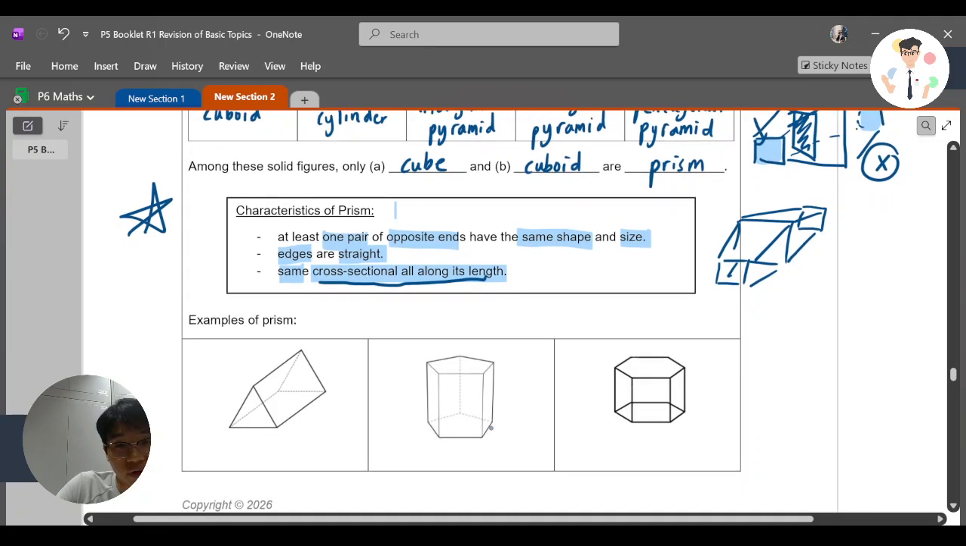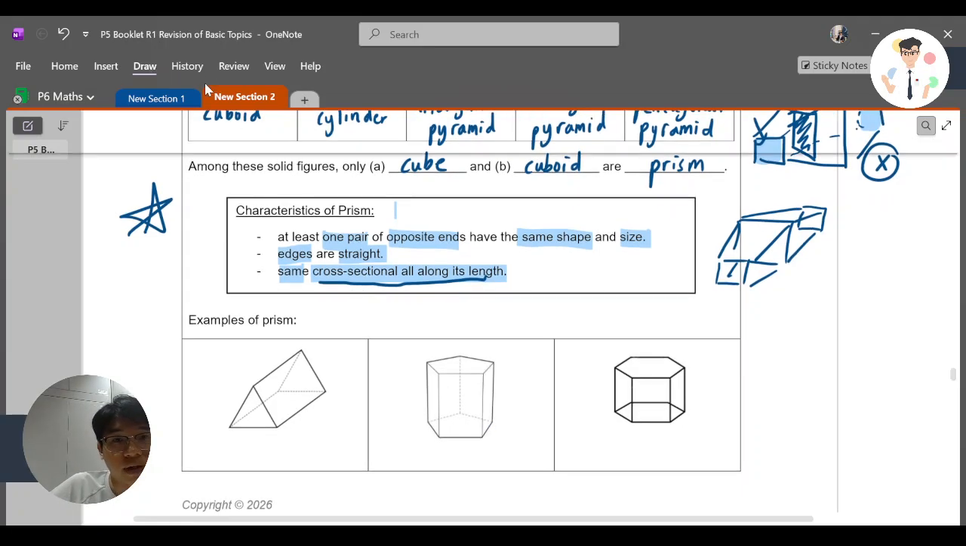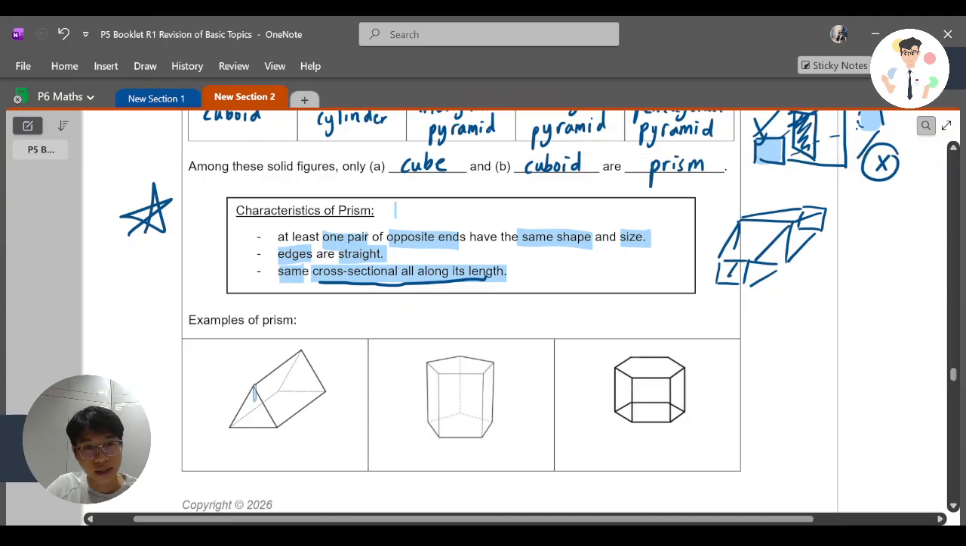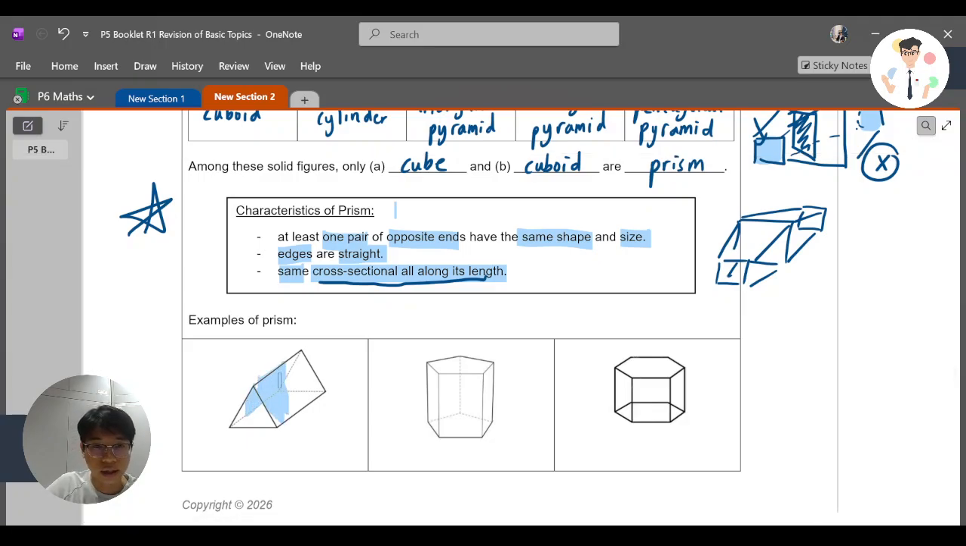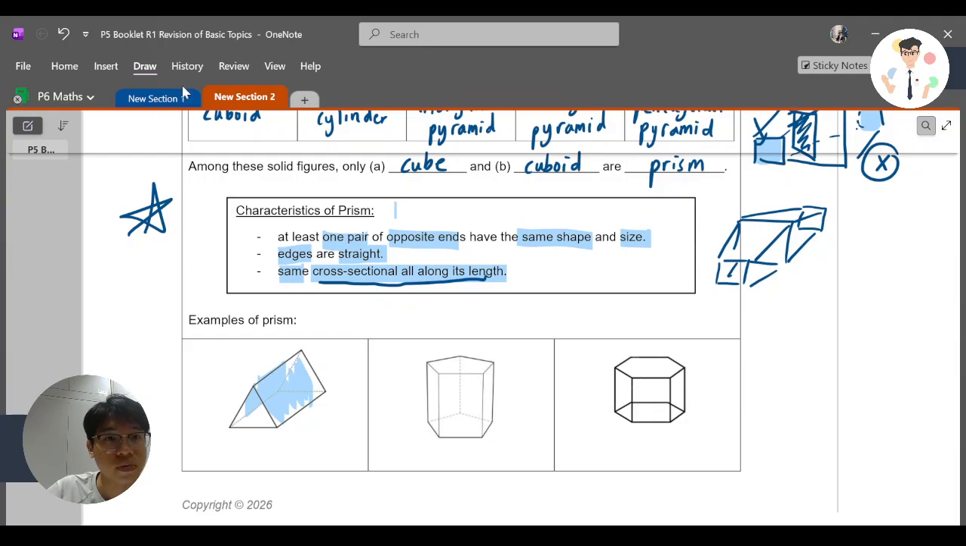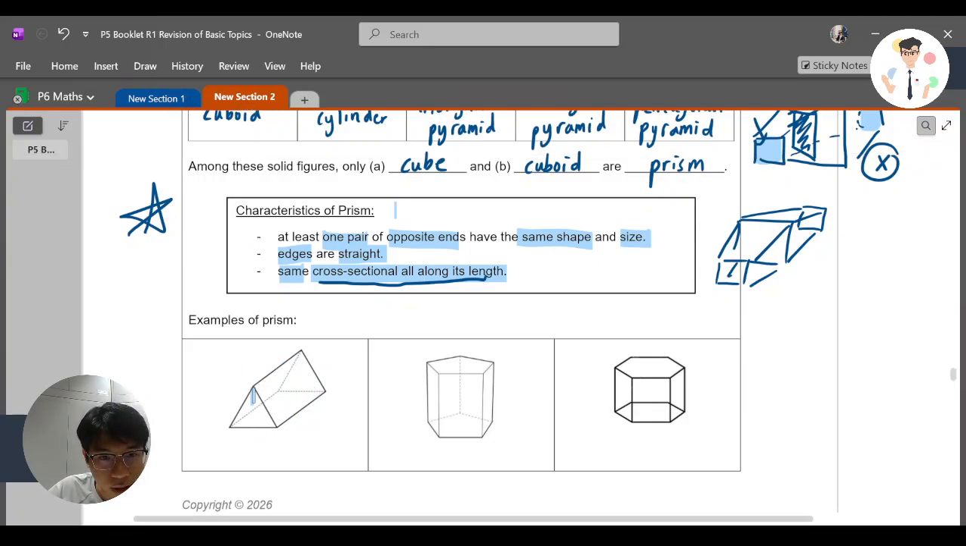Now, let's look at the examples here. I have three examples for you to look at. For the first requirement, at least one pair of opposite ends have the same shape and size. Which one? Can I say this part and this part? Again, remember, this and this are not opposite. Opposite should be like this. So in this case, the triangle here and the triangle here will be the opposite ends.